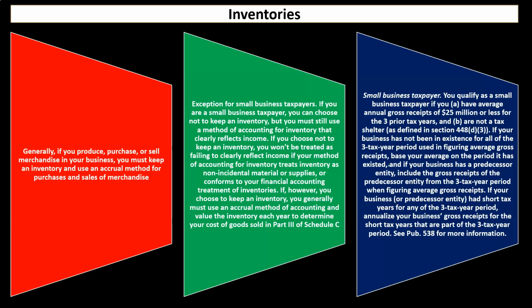And if your business has a predecessor entity, include gross receipts of the predecessor entity from the 3 tax year period when figuring average gross receipts. If your business or predecessor entity had short tax years for any of the 3 tax year periods, annualize your business gross receipts for the short tax years that are part of the 3 tax year period. See Publication 538 for more information there.